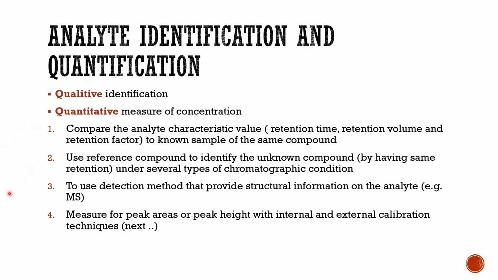Another method for detection is to provide structural information on the analyte. It's when we are adding another method of detection to the chromatography, for example MS, like LC-MS as an example. And the last method is to measure peak areas or peak height using internal and external calibration techniques.